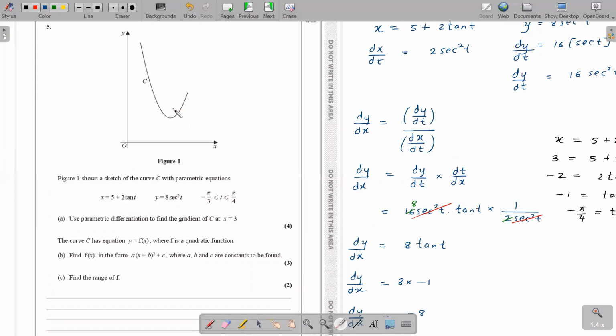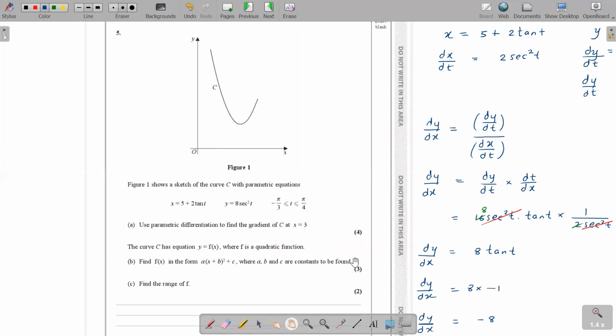Find f(x) in the form a(x plus b) square plus c where a, b, c are constants to be found. So what do you need to do here? Taking your two equations, you have to get rid of the t, get x and y back together. So let's look at the two equations I have here. x equals 5 plus 2 tan t. I have to get rid of the tan t. Here I have sec square t. What's the easiest way to get sec square and tan together?